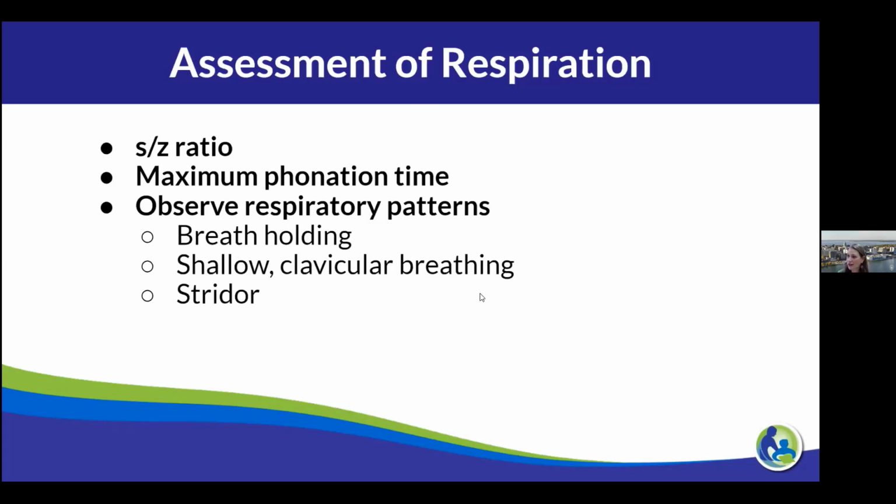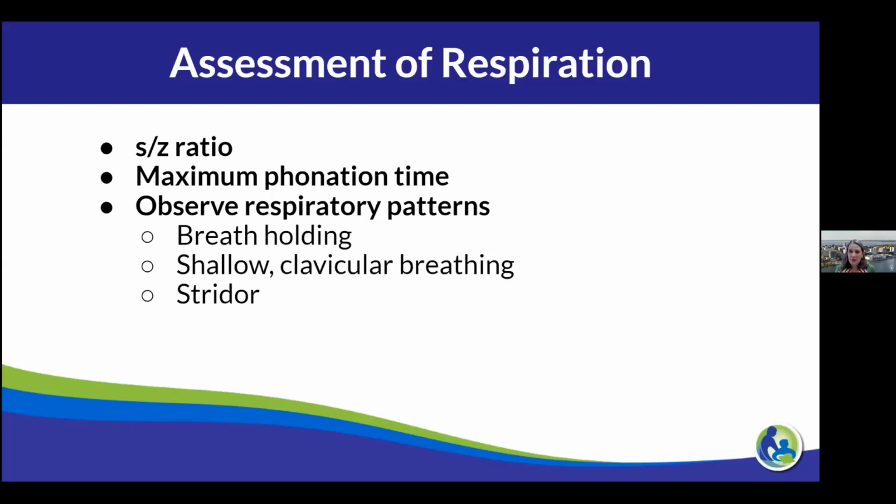Observe respiratory patterns. And this is for all kids with potential voice disorders. So kids who have neuromuscular disorders, but also kids who have nodules, vocal fold paralysis, other things. They may try to conserve breath by breath holding. So you might hear kids who start talking, let's say we're counting 1, 2, 3, 4, 5, 6, 7, and then let all their air out. They're holding their breath, kind of trying to conserve it.